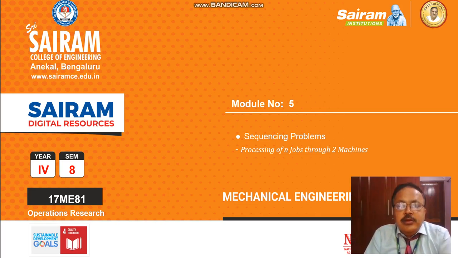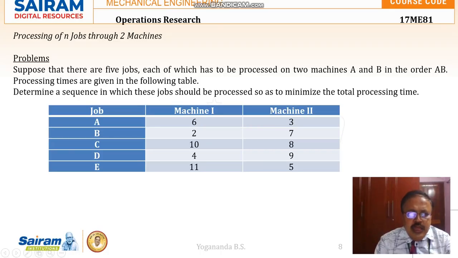Good morning, friends. We are discussing now processing of n jobs through two machines. That is, the number of jobs given will be n. So they have to get processed on the two machines. If the machines are named A and B, first the job should be processed on machine A, then it has to get processed on machine B. So n number of jobs through two machines.